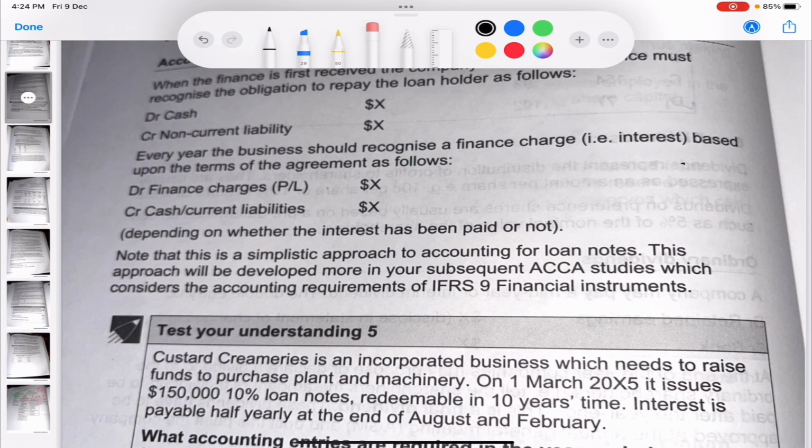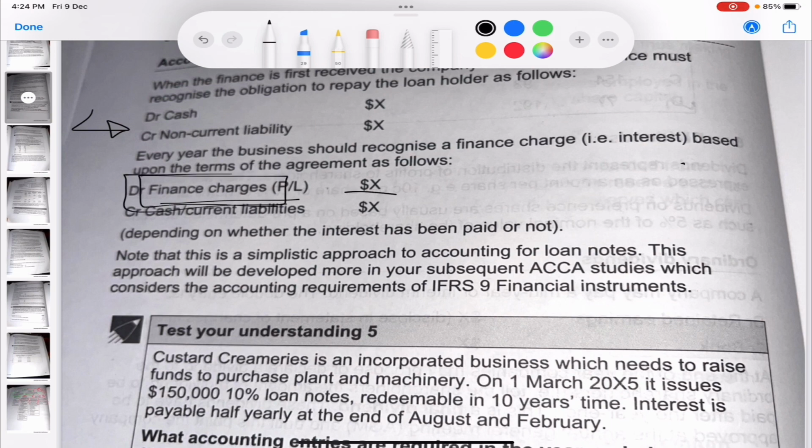So that is the journal entry which you'll use for accounting of the loan note, since a loan note is a loan which is a non-current liability. Now, whenever you take a loan, you always pay interest on the loan, and you know that interest is a finance charge, right? So interest is an expense to a business. Interest on loan is an expense, and I will debit the expense.